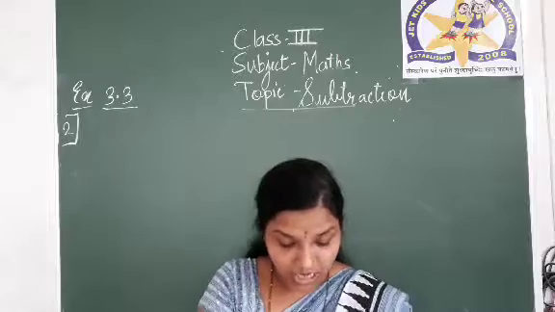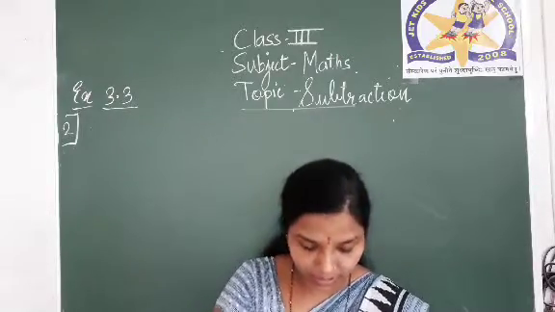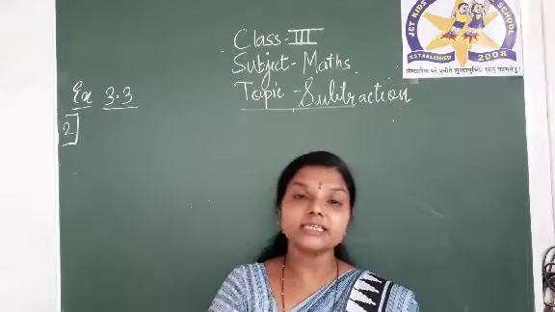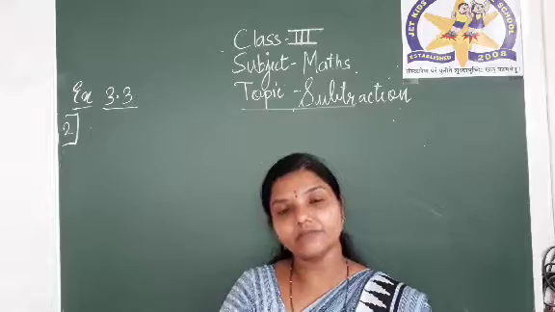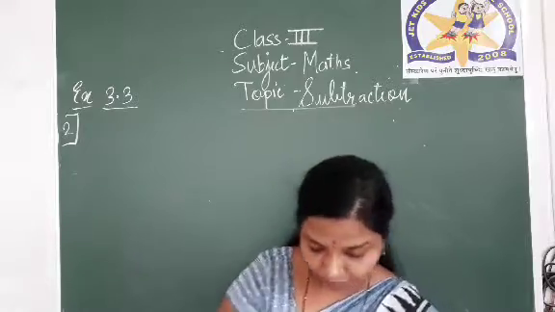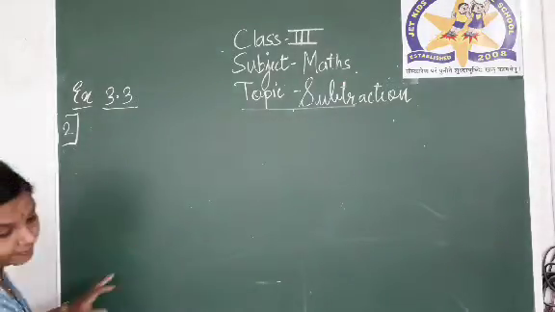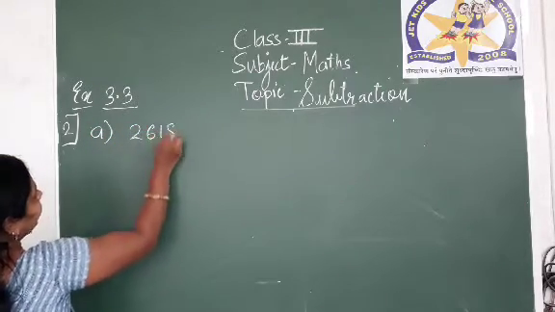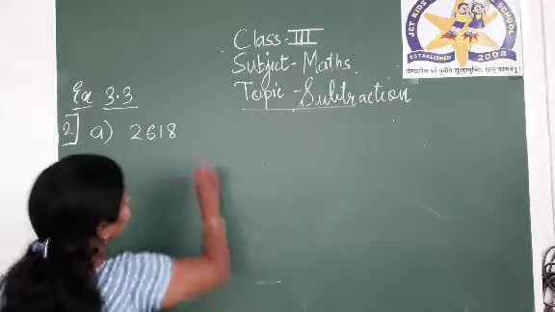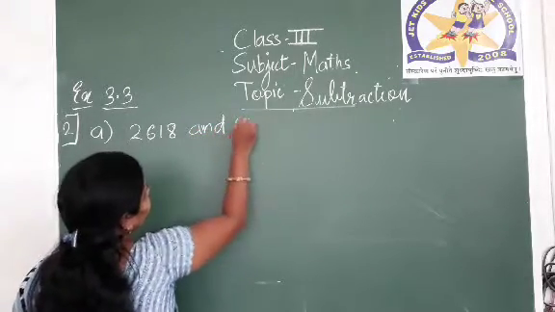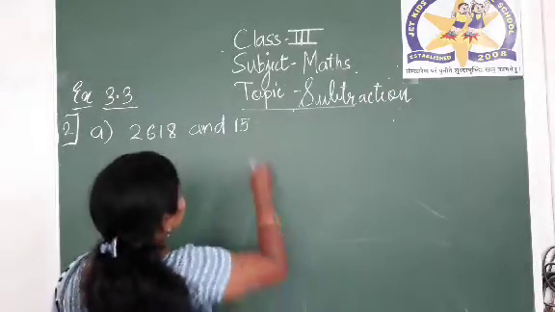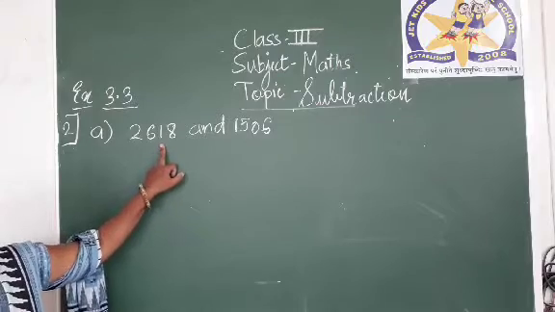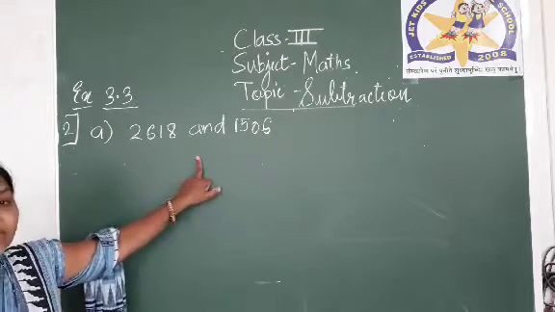Now the second question, let us move to the second question. Write in columns and find the difference. Here in this question we have to make the columns and then we have to find out the difference. So the second question is, let us take the first one. 2618 and 1506. These are the two numbers for which we have to find the difference.